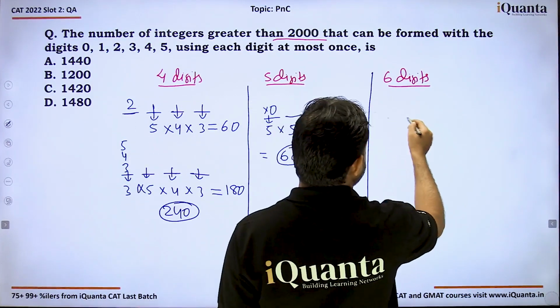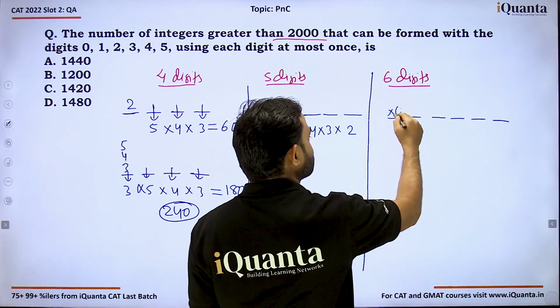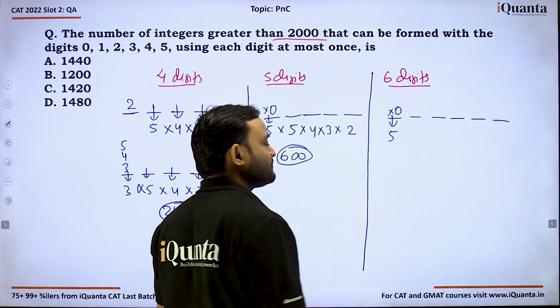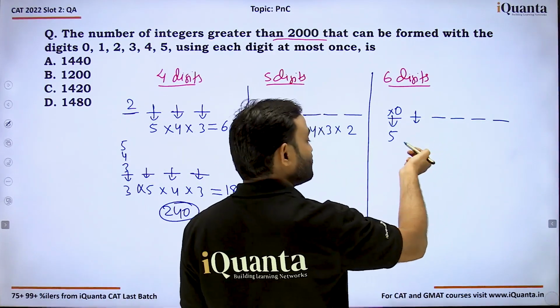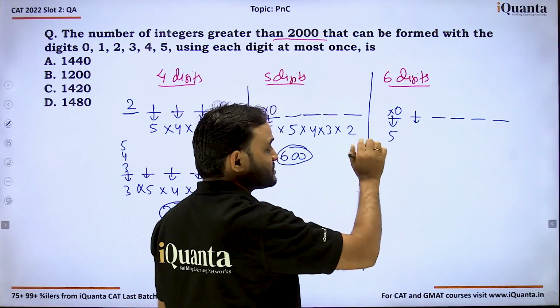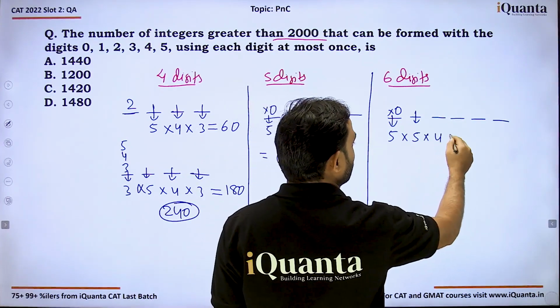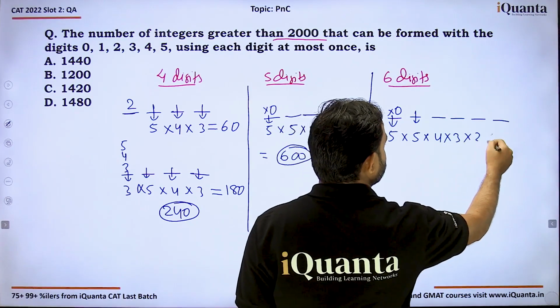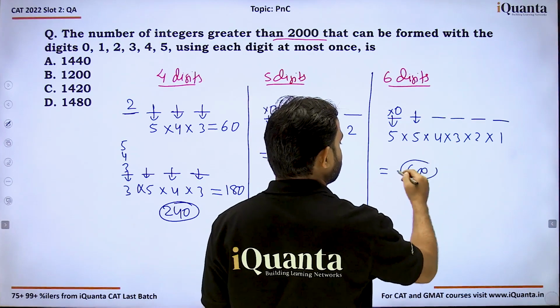In case of 6 digits, 1, 2, 3, 4, 5, 6, 0 cannot be placed here. So again, this place can be filled with 5 different ways. Second place, now we can fill 0 here. 1 digit we have used here. Now we are left with 5 digits that can be filled, and so on. And this is once again 600 integers.